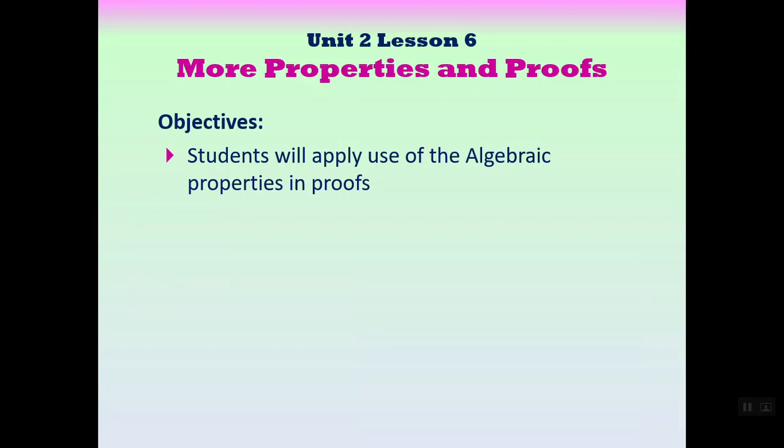This is Unit 2, Lesson 6, More Properties and Proofs. In Lesson 1, we learned some properties that are essentially the rules of mathematics, and these explain and allow us to perform various actions mathematically, and make sure we're all operating using the same rules.